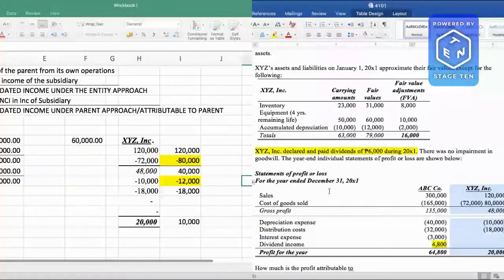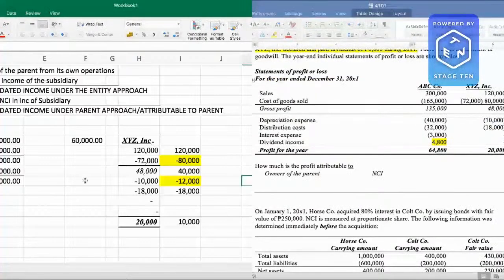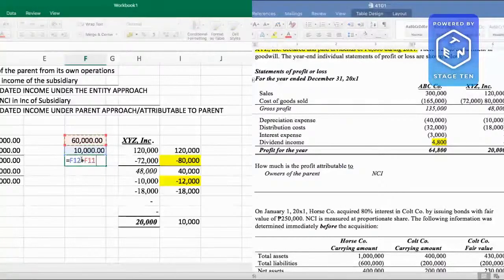Now to solve the problem, class, the income of the parent from its own operations is already 60,000. Then add the adjusted income of the subsidiary. How much is the adjusted income of the subsidiary? 10,000. Okay, you add the two. Consolidated income then is 70,000.